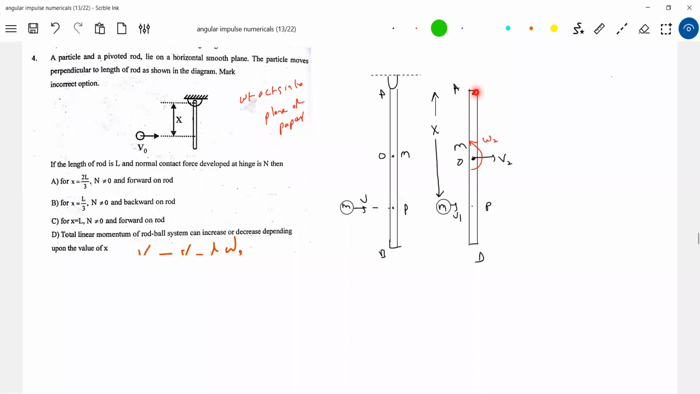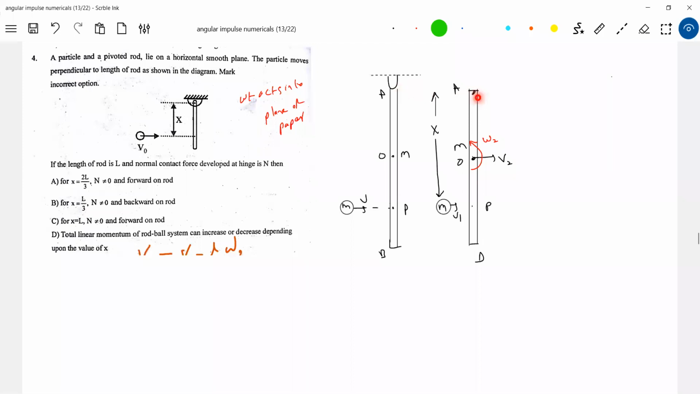So the velocity of point A: due to translational motion, it will try to move towards right. Due to rotational motion, towards left. When the point A will not move, when V2 is equal to L by 2 omega 2, then the velocity of point A is 0. When the velocity of point A is 0, it will not move, then the hinge will not exert a force.